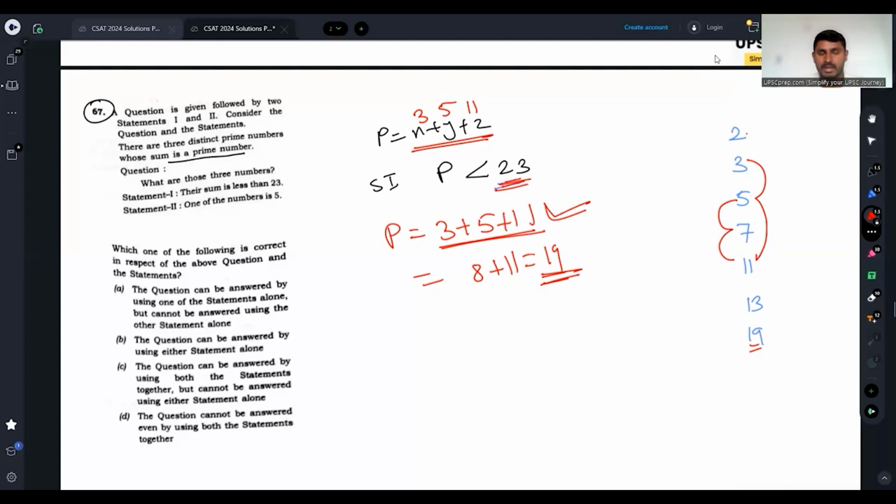And if you come to statement 2, one of the numbers is 5. We have not even used statement 2, and without it we have got the answer: the sum is a prime number less than 23. So the question can be answered by using only one statement. So option A will be the correct answer.